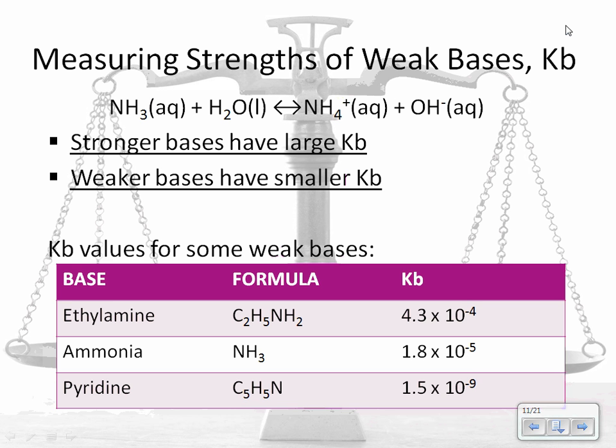So here are 3 bases: ethylamine, ammonia, and pyridine. And ethylamine is still a weak base, but it's the strongest of the 3 because its Kb is the highest of the 3.